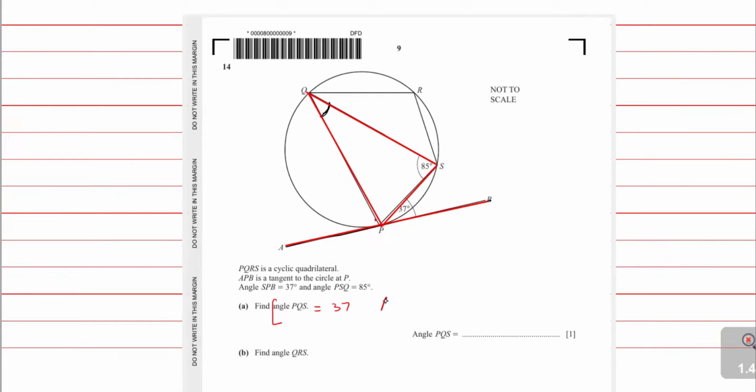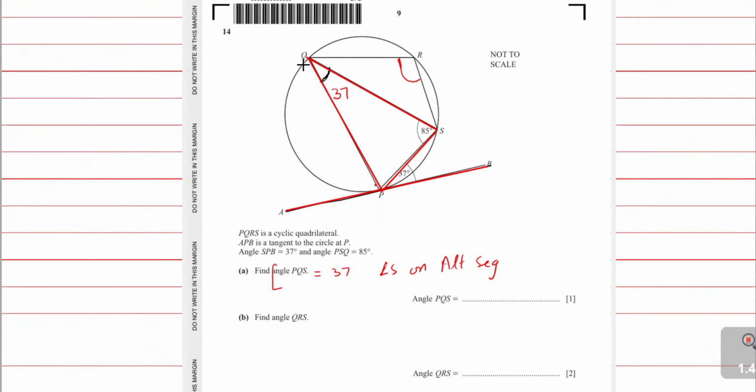The reason is angle in alternate segment equal. Next, find angle QRS. This is the angle QRS. Look here, angle QRS and the angle QPR are diagonally opposite angles, and the sum of diagonally opposite angles of a cyclic quadrilateral is equal to 180.